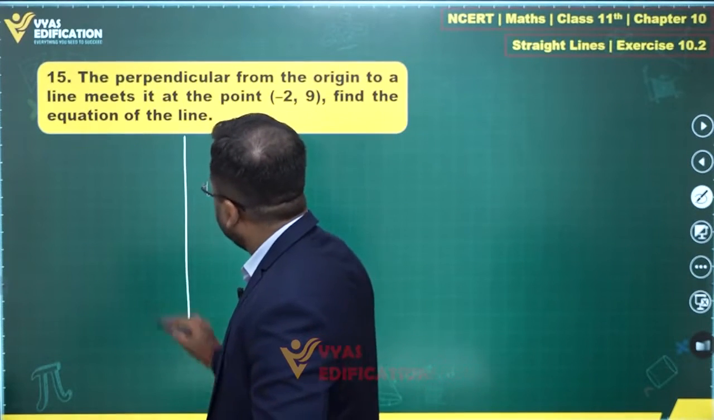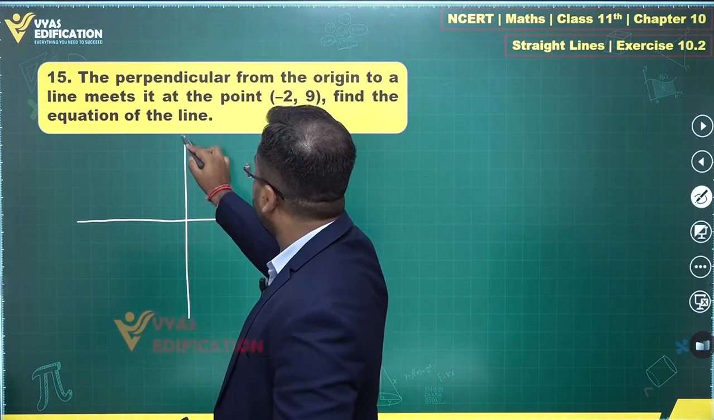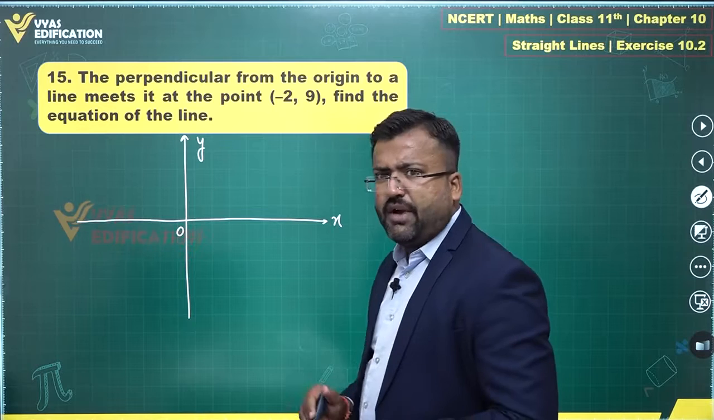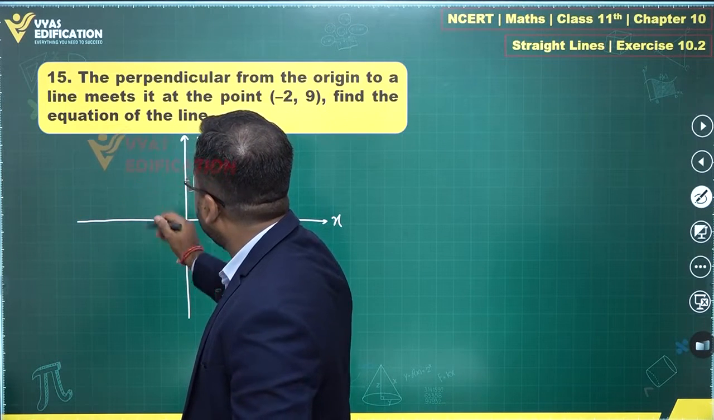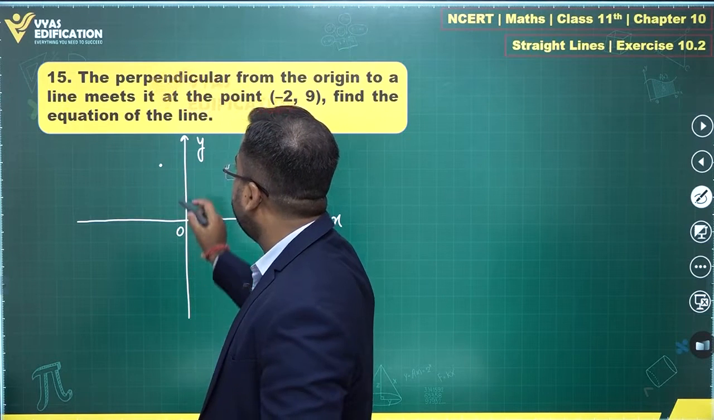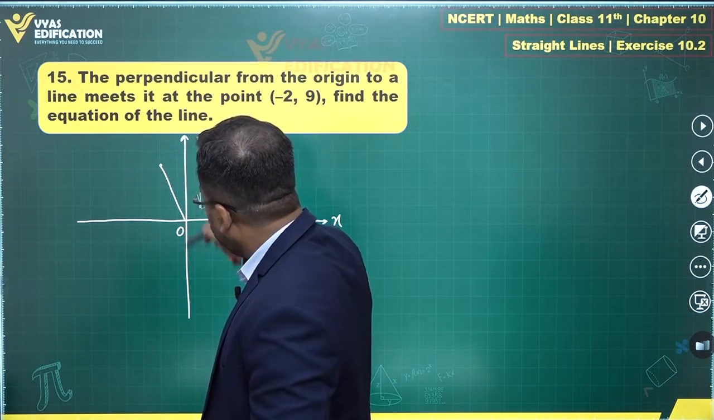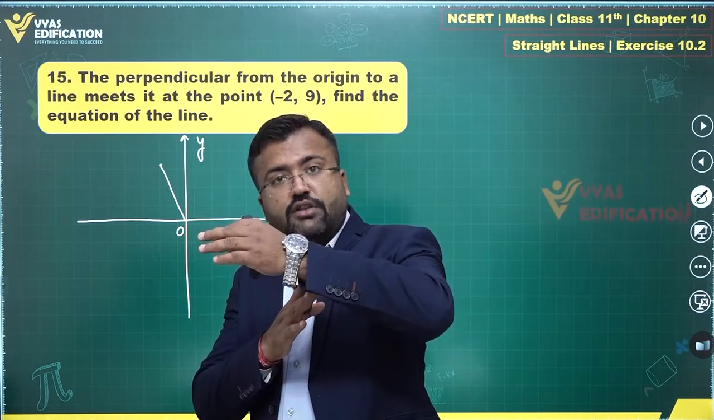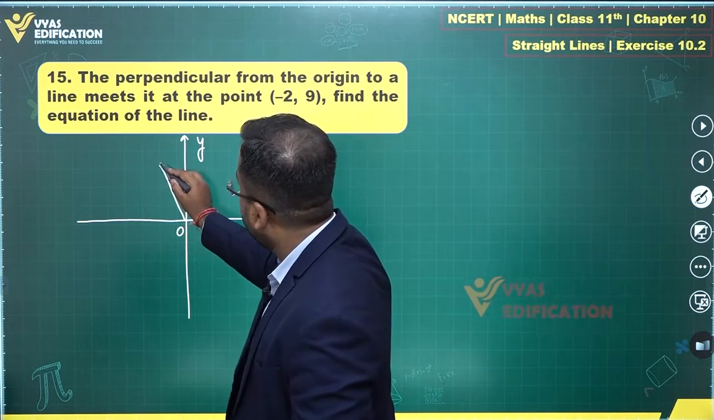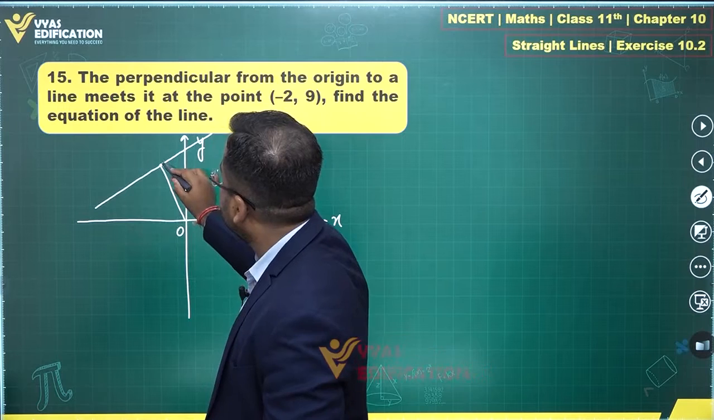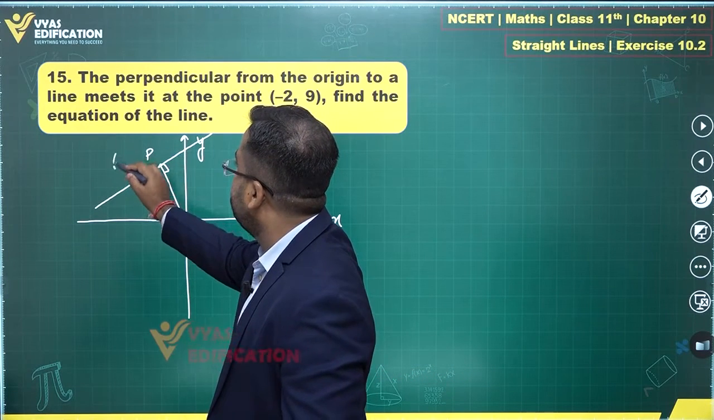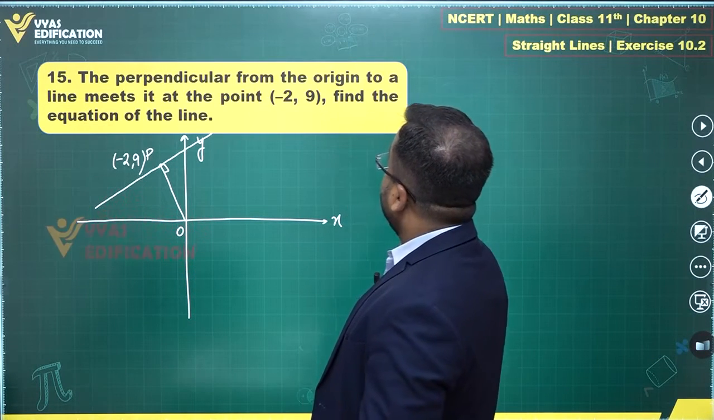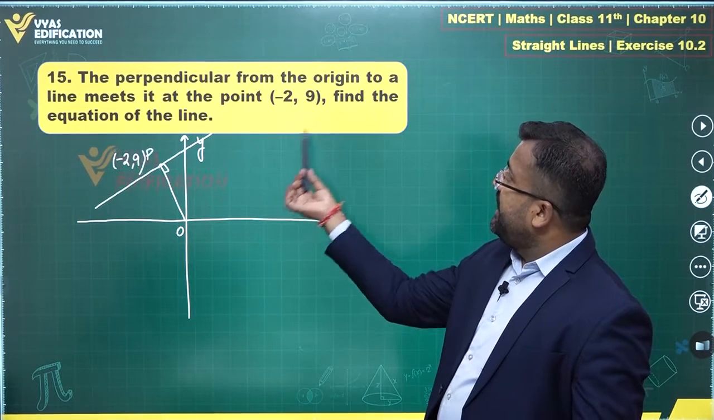Yes. Let's draw the coordinate axis first of all, since you are interested in the origin and the point. This is the origin 0 comma 0, and you need a point minus 2 comma 9. So minus 2 comma 9 would be somewhere here. Let's mark this point over here. And if you observe, the person is saying this is a perpendicular on some line. If this is a perpendicular on the line, the line will be perpendicular to this. So the line will be in this way. This point is P, which is minus 2 comma 9. The perpendicular from origin to a line meets it at the point minus 2 comma 9. Find the equation of the line.